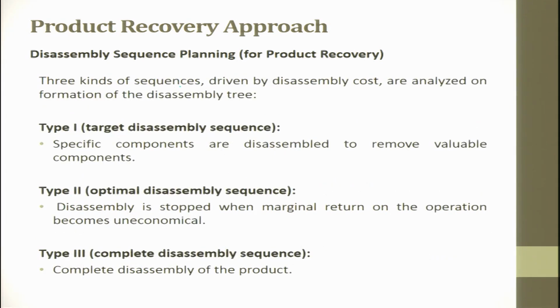Three kinds of sequences are driven by disassembly cost and analyzed on formation of the disassembly tree. Type 1, target disassembly sequence: specific components are disassembled to remove valuable components. For example, you remove some 10 bolts and nuts and you recover a complete engine. So, that is the target disassembly sequence. Optional disassembly sequence: disassembly is stopped when marginal returns on the operation become uneconomical.